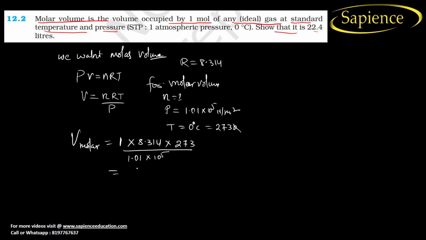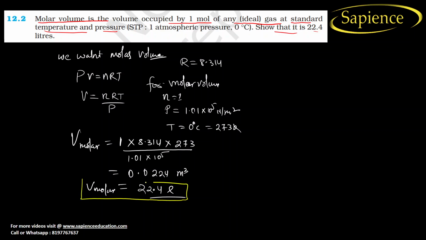So when we calculate it, what are we going to get? You will get the volume in standard unit equal to 0.0224 meter cube, and if we want it in liters, this is 22.4 liter. So this is the V molar, and this is the standard formula. We always use this: 1 mole will have 22.4 liter of volume. I hope you have understood this question.